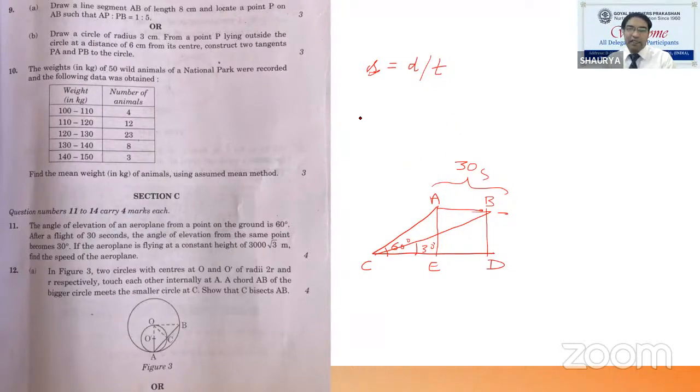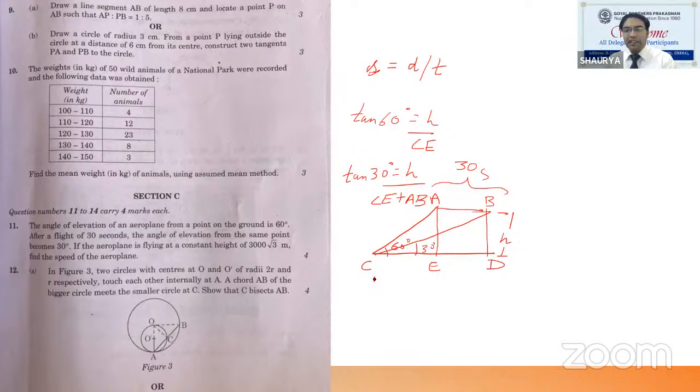So in the first triangle ACE, we can apply tan theta. Let's take this height BD to be h. Later we'll substitute the value. So tan 60 in this triangle is h upon CE, right? In the next triangle, I can write tan 30 is equal to h upon CE plus AB. That is the required distance we need to find.